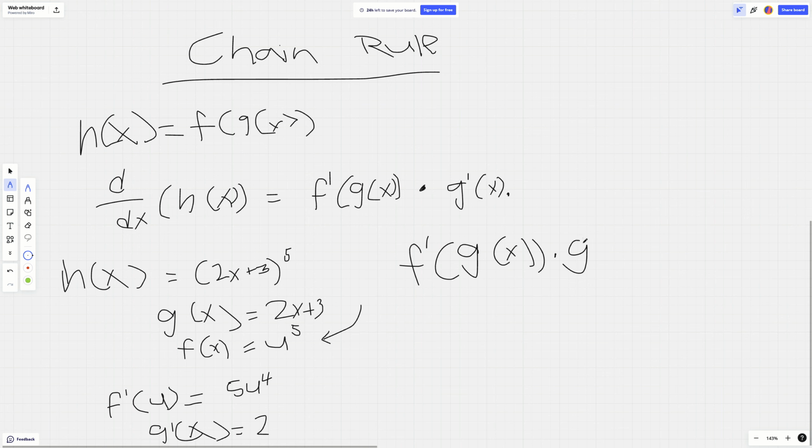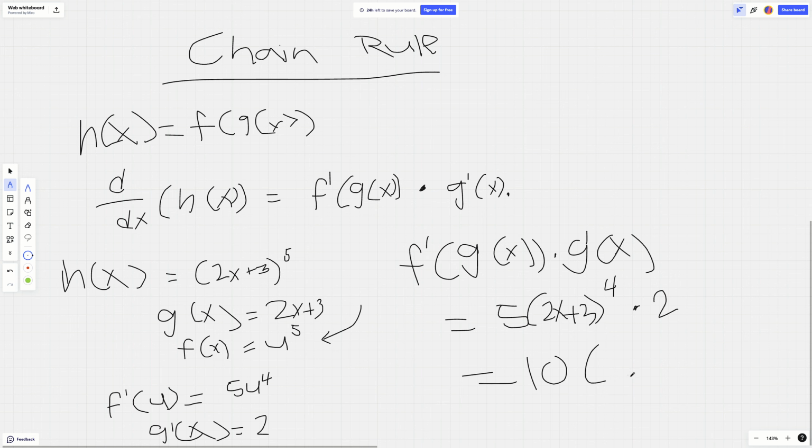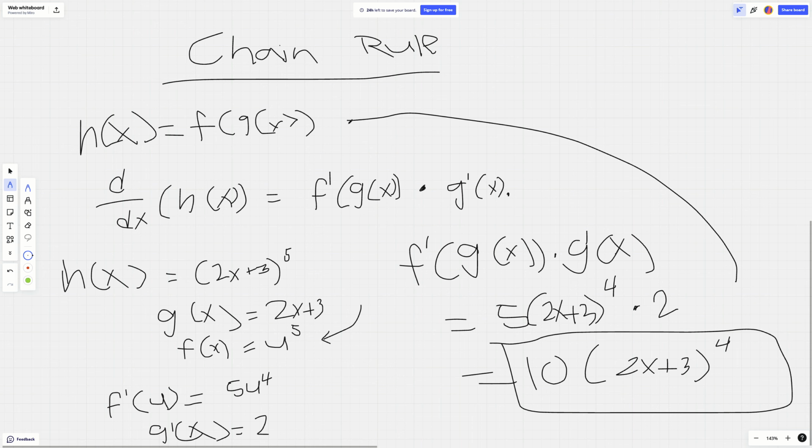times g prime of x, which is going to simplify to 5 times 2x plus 3 to the power of 4, all multiplied by the derivative of g of x, which is equal to 2. And that is going to be it. Simplifying that, we get 10 times 2x plus 3 to the power of 4, which is indeed our derivative of h of x. Okay, and that is the chain rule for you guys.